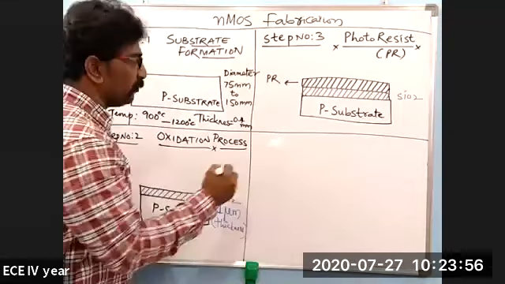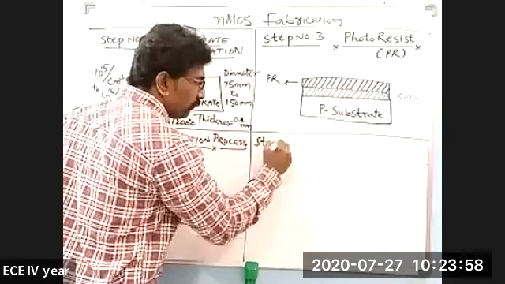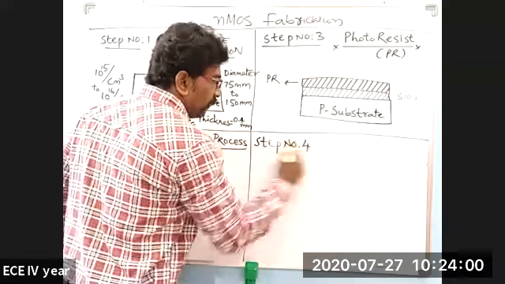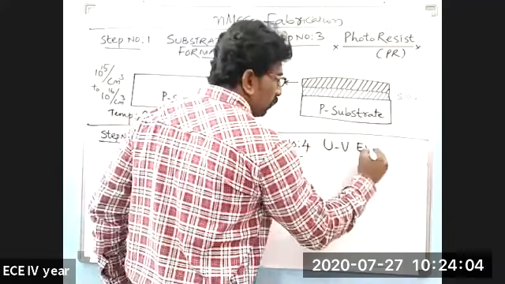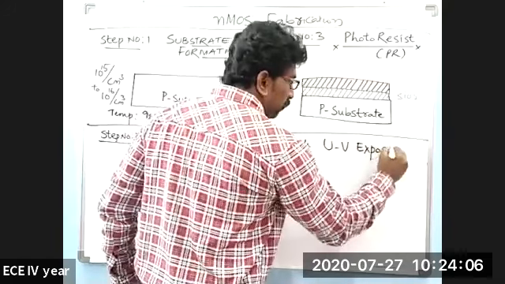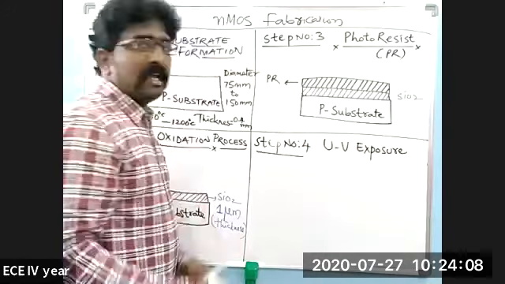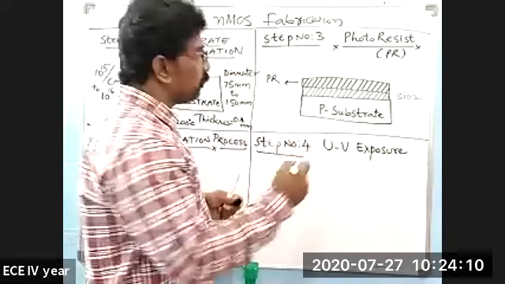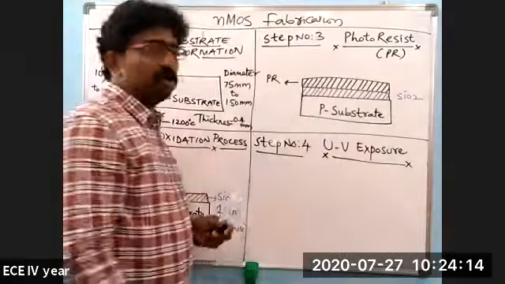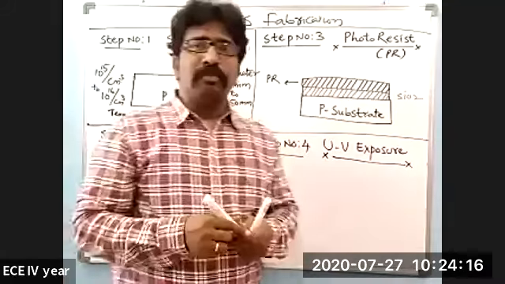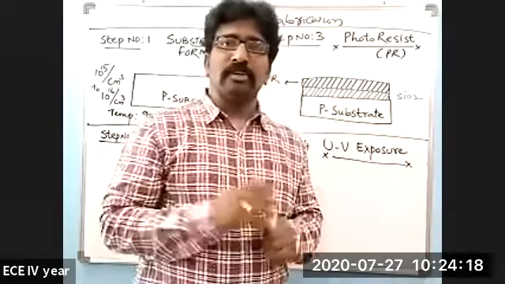Then step number 4 is UV exposure. UV exposure means ultraviolet exposure. Why do we need to make this ultraviolet exposure?